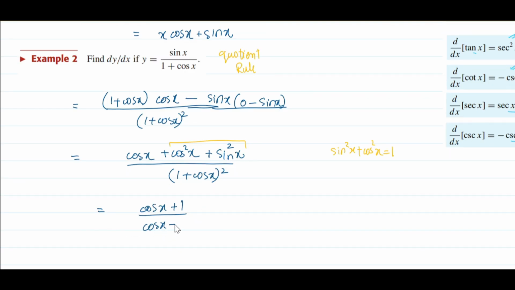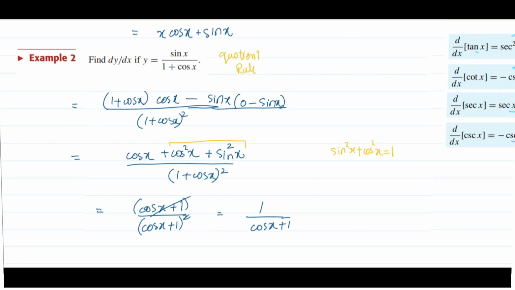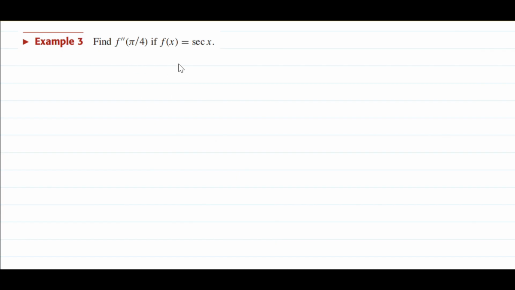I'm going to rearrange the denominator because it looks the same as the numerator. So cos of x plus 1 square. One term will be cancelled out and you will be left with 1 over cos x plus 1. That is your answer. Okay, here is another term which you need to find the derivative of, just secant x.